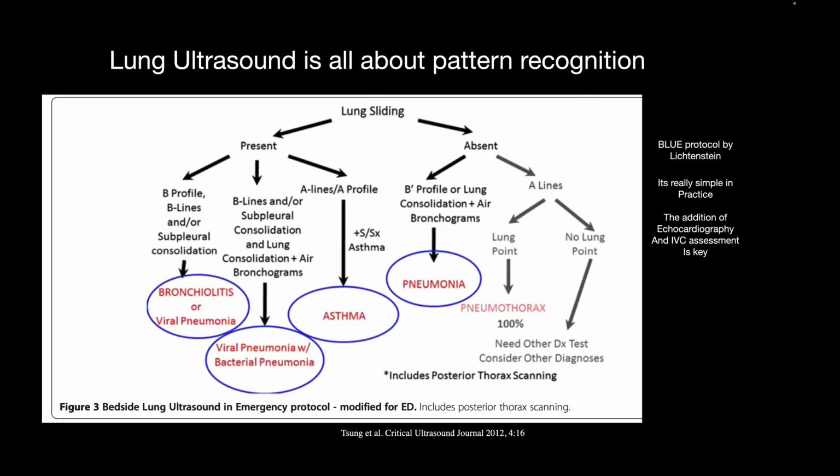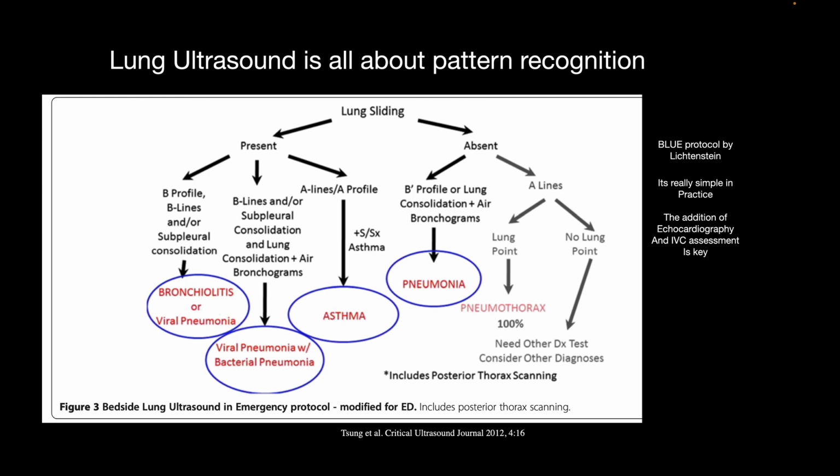Now, we talked about pattern recognition, and this looks like a really complicated diagram, but it's actually not that hard. This was based on the original BLUE protocol, which was written by Lichtenstein and co. over many years. It's been modified and simplified. But what we basically do is, the first question is you put the probe on, and you look and see, is there any lung sliding? And if there's no lung sliding, then you need to think about a couple of possibilities. One, you've got a pneumothorax at that point, and you go down the right-hand side of the diagram there.